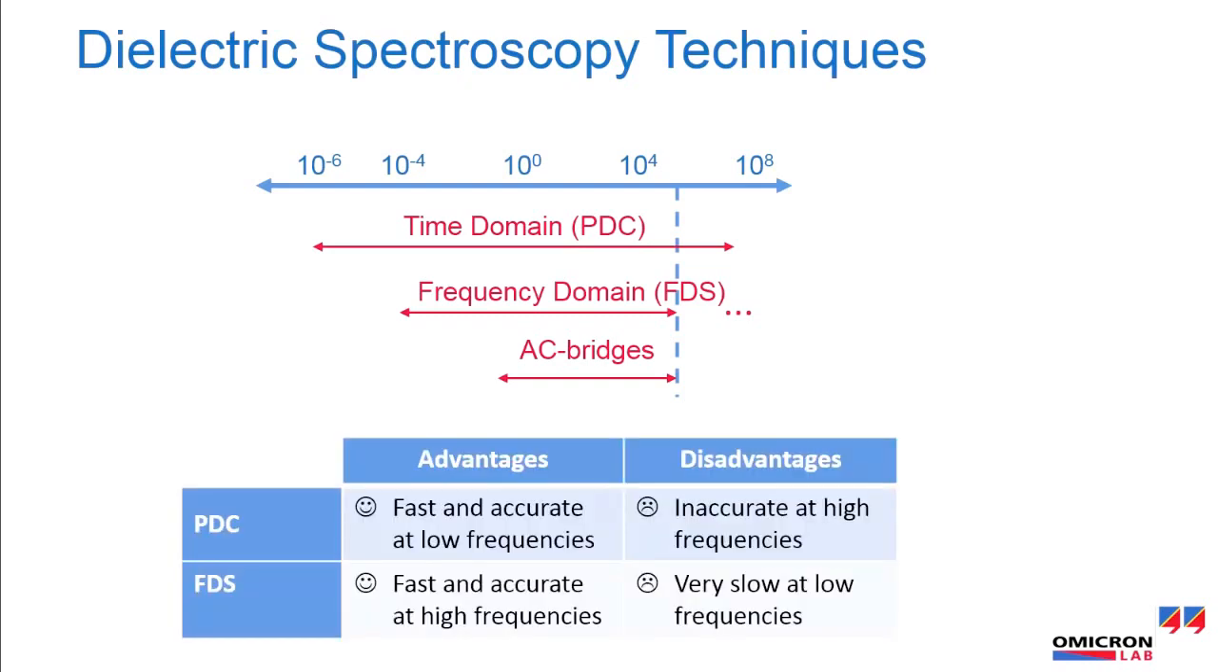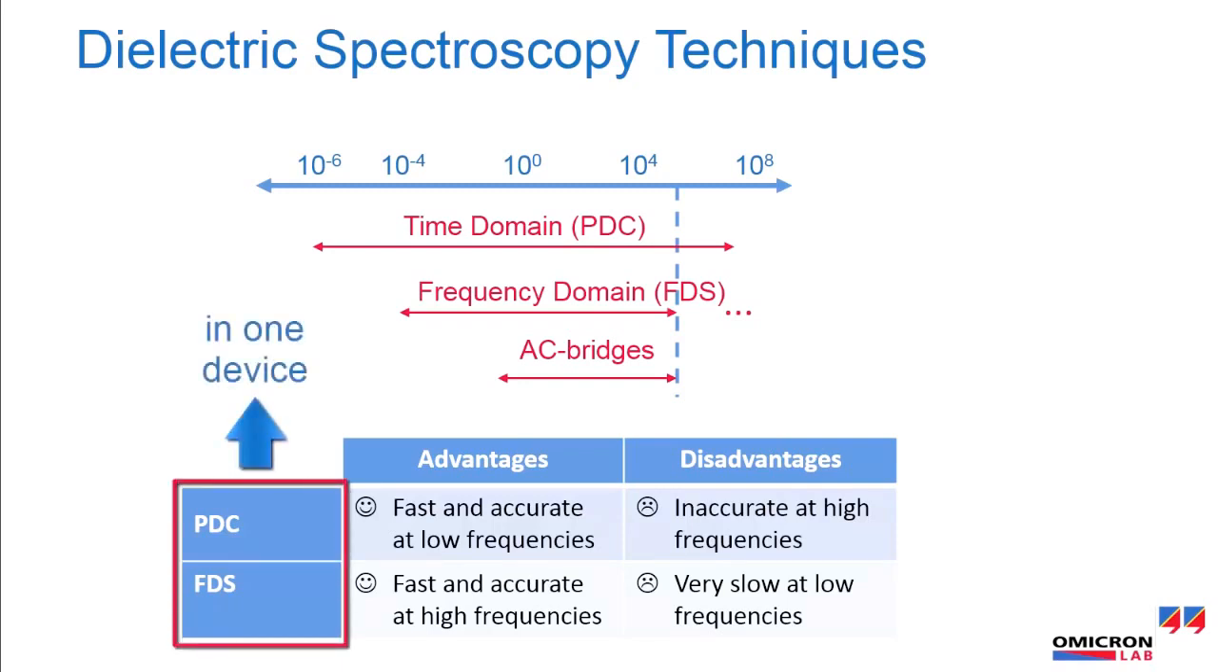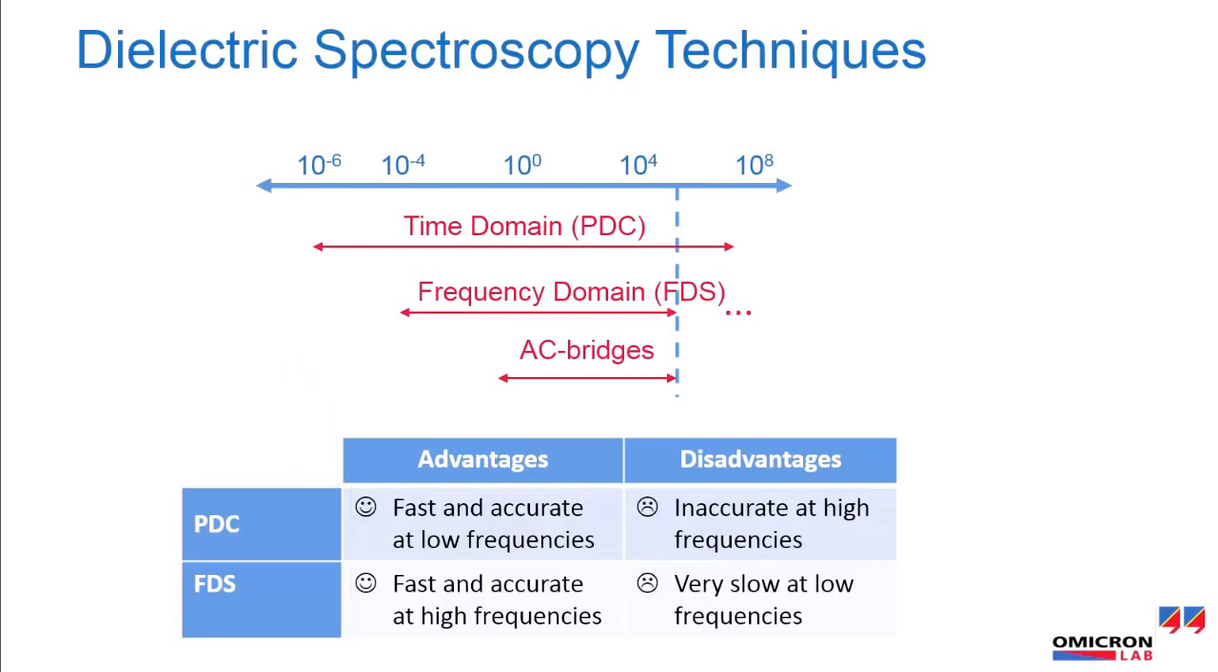The Omicron Lab dielectric material analyzer, the Spectano 100, combines the time and frequency domain method in one device. There are advantages and disadvantages of these two dielectric techniques. The PDC measurement method is fast and accurate at low frequencies, but inaccurate at high frequencies. The FDS measurement method is fast and accurate at high frequencies, but very slow at low frequencies.